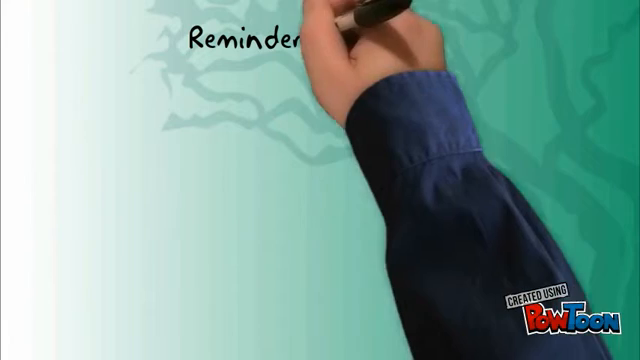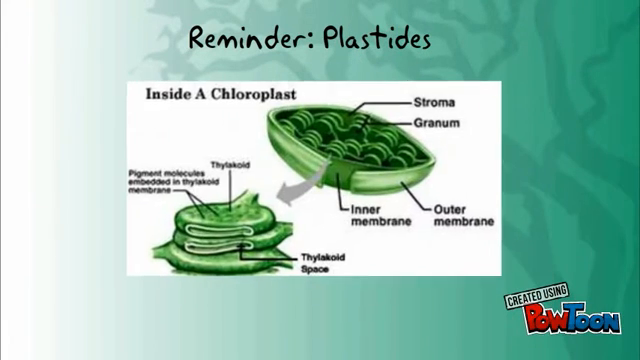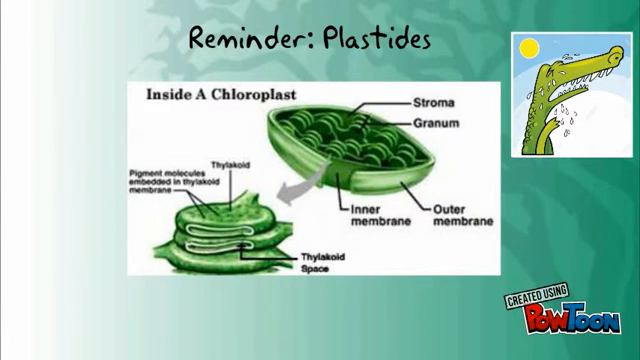Just a reminder that plant cells include plastids, which animal cells do not have. The most important plastid is the chloroplast. Chloroplast includes thylakoids, which store chlorophyll. It is stacked into grana, and the outside is known as stroma.